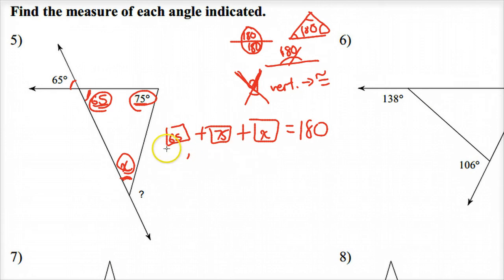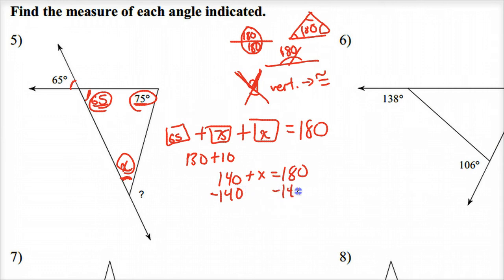65 and 75, so 60 and 70 is 130, and 5 and 5 is 10. So it's 140 plus X equals 180. Do some subtraction here, and we get that X equals 40. So that means this right here is 40, and that makes sense. It's an acute angle. It's not bigger than 90. It's about half of that.